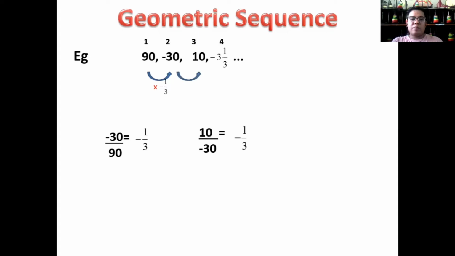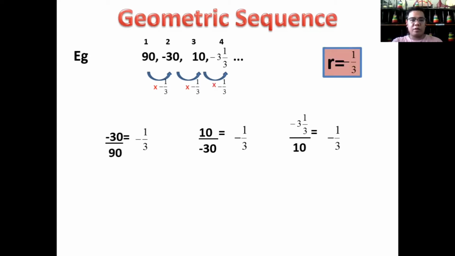So do the same process. 10 divided by negative 30 is negative 1/3. And of course, negative 3 and 1/3 divided by 10 is negative 1/3, and so on. So I can say that the common ratio is negative 1/3.